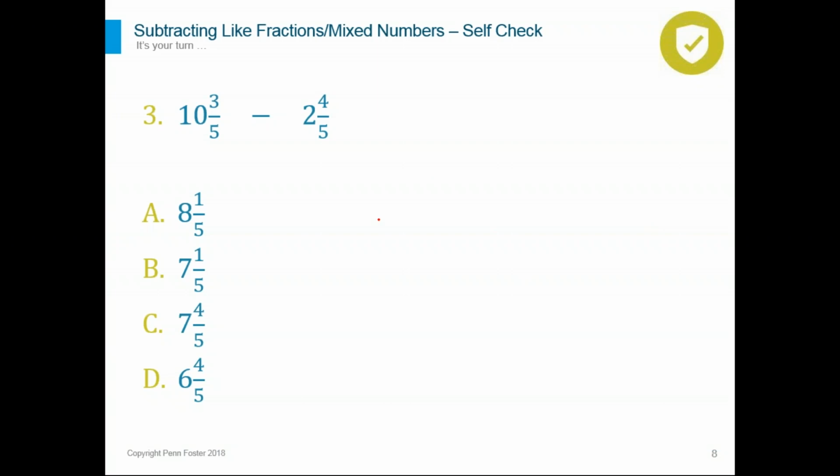Okay, so think about the borrowing. If you said, yes, I'm going to borrow, you're going to borrow 1 from the 10. The 10 becomes what? And to make it easy for you, you're going to represent the 1 that you borrowed in terms of what over what, since you have a 5 in both denominators. What do you think?